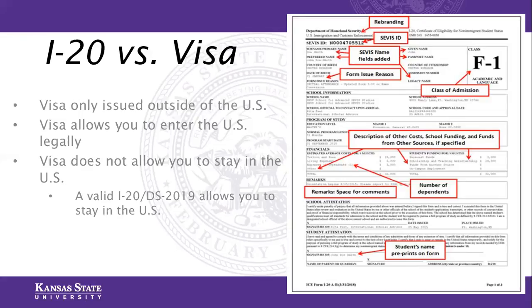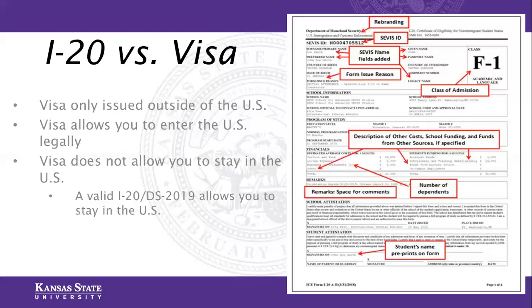The visa is issued outside the US, so you would go for your visa interview before coming. It allows you to enter the US legally along with this important immigration document, I-20 or DS-2019. And the visa expiration does not determine the length of your stay. This is very highly misunderstood. There's a lot of confusion about this in popular culture and with just generally how students feel about their visa.